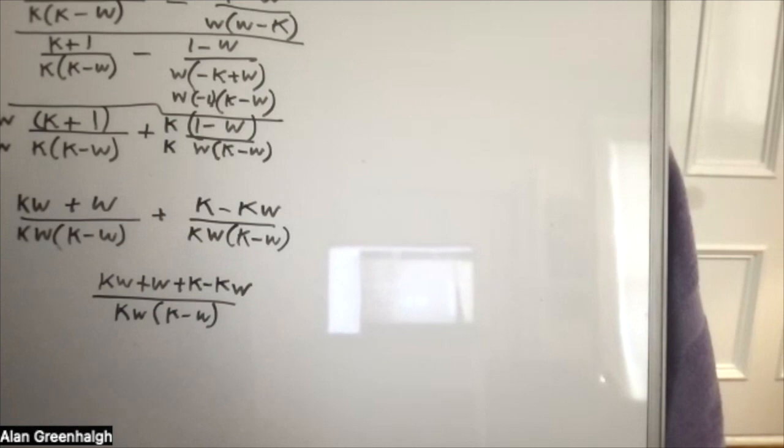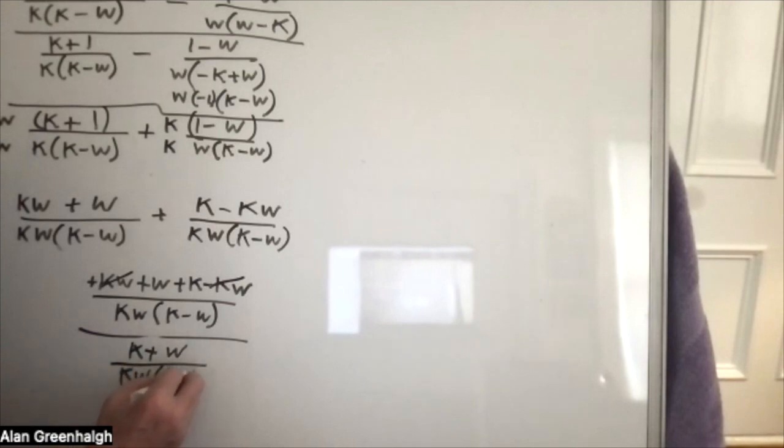And now there's only one step left, and that is to recognize that you have a positive KW, a negative KW, and you get rid of them both. And you're left with W plus K, which, since we're keeping everything in alphabetical order, let's just make this K plus W over KW times K minus W. This, I believe, is the answer.